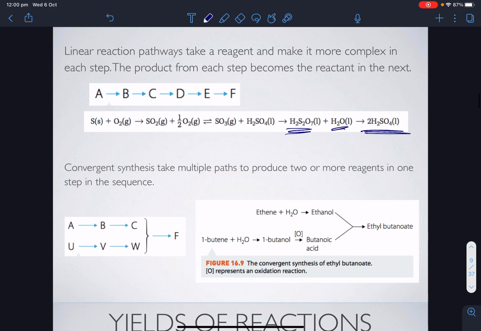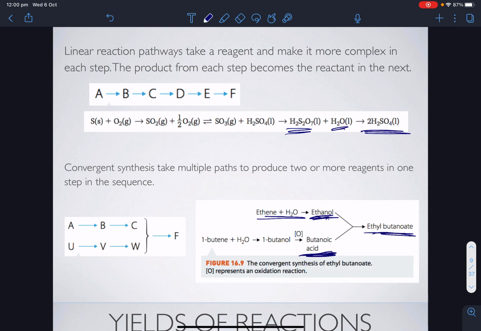You've also got branch pathways or convergent synthesis. And here, our best example is if you're making, from scratch, an ester. So here we've got ethyl butanoate. If you go backwards, well, you need an alcohol and a carboxylic acid. Notice it's split. And to make that ethanol, you're going to take ethene and water.